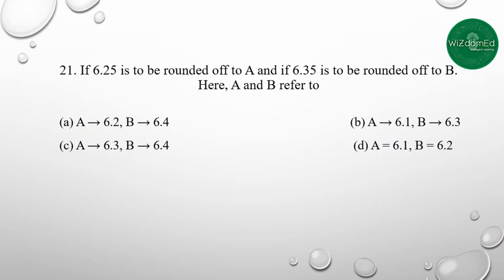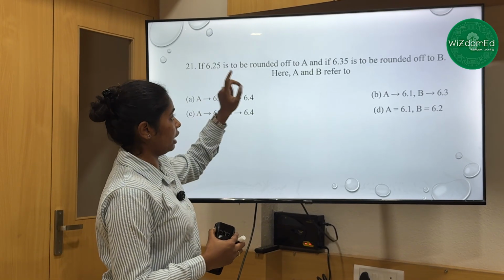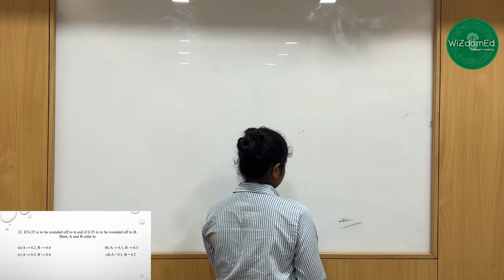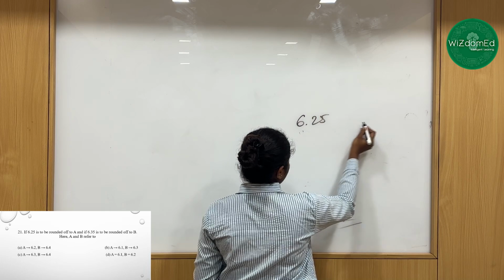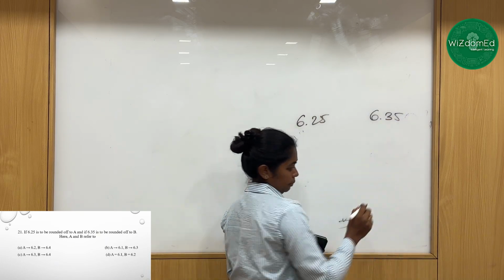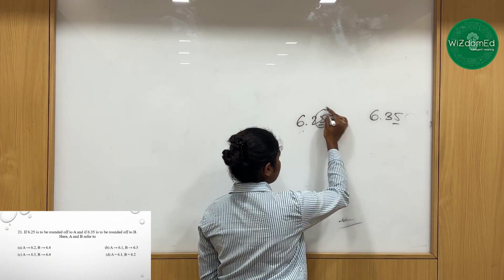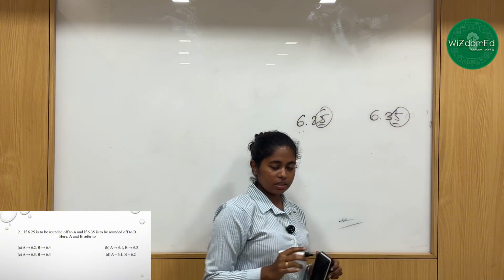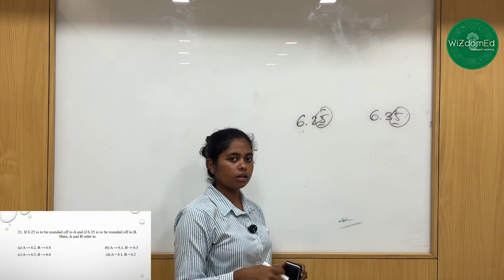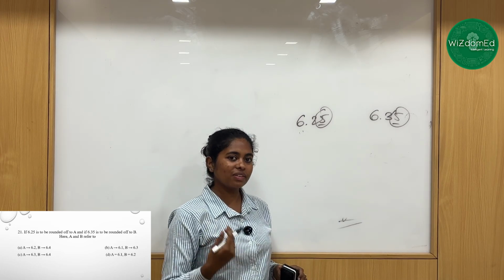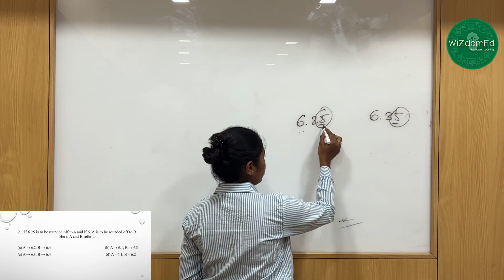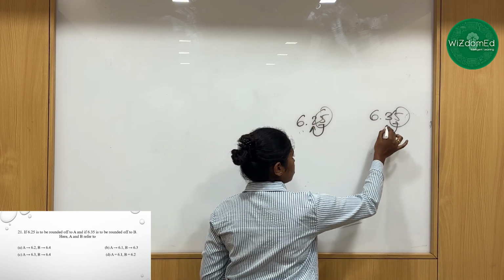Next, if 6.25 is rounded off to A and if 6.35 is to be rounded off to B, here A and B refer to what? They're asking us to round off 6.25 and 6.35. So let's start. We can observe that at the end we have 5. If the 5 is there, it is very difficult for us to decide whether to round it up to the next place or come back to the previous place. So in such cases we are going to focus on the number which is previous to the 5.